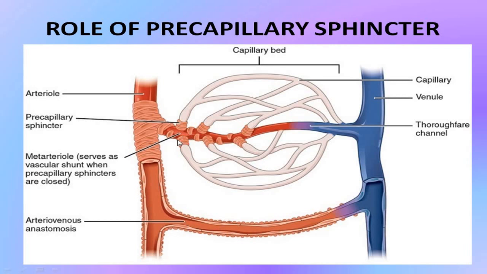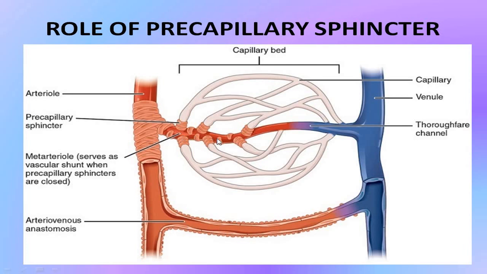And at the start of the capillary there is a sphincter that is called the precapillary sphincter. This sphincter regulates the flow of blood in the capillary, and the sphincter can close and can open to regulate the movement of blood from the arteriole into the metarteriole and then into the capillary.